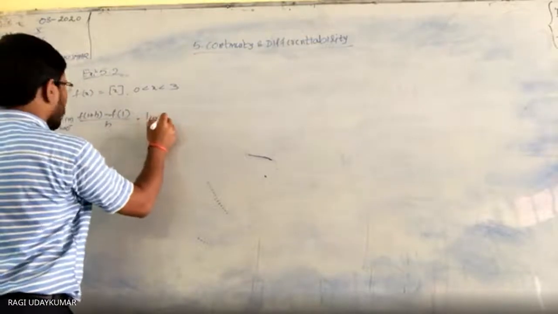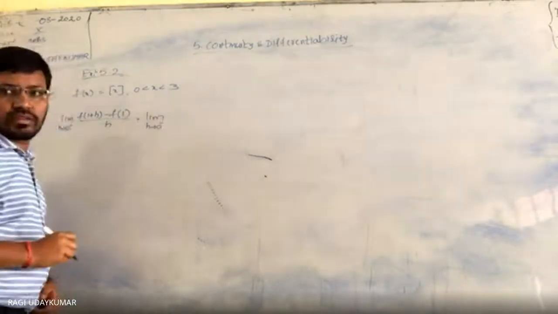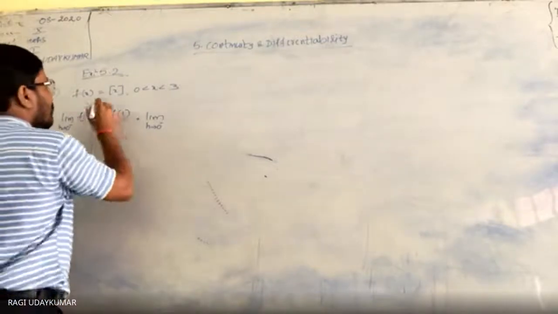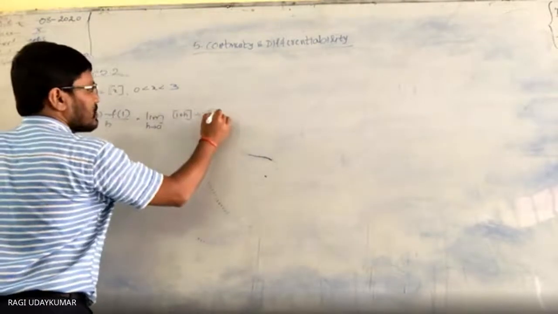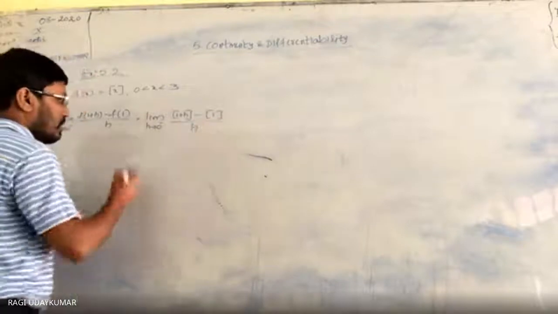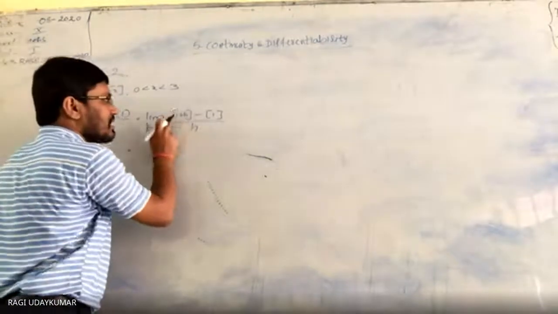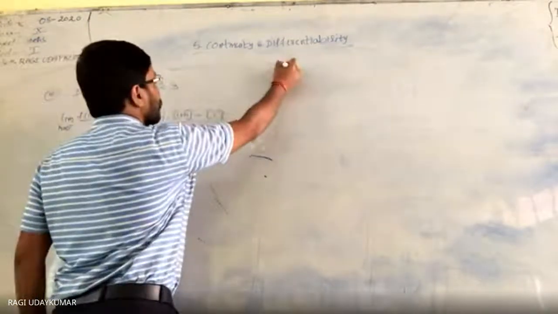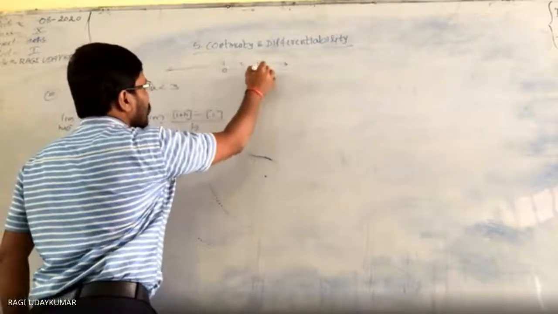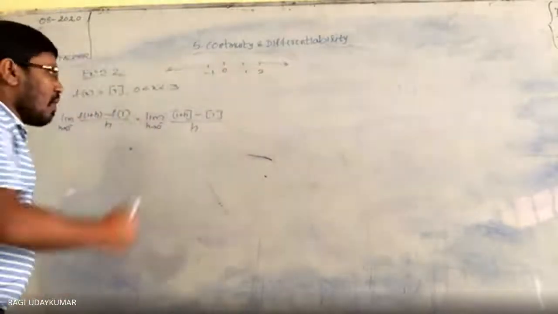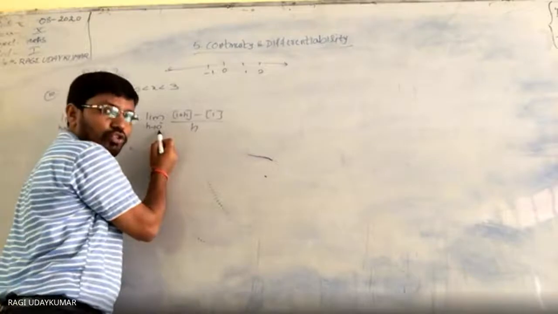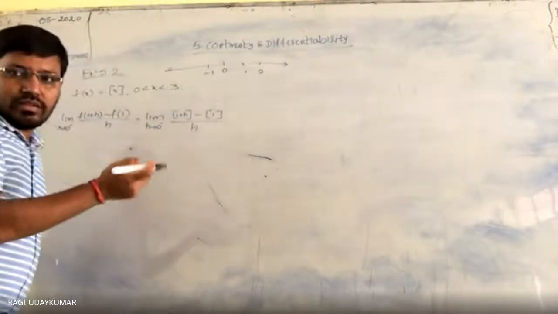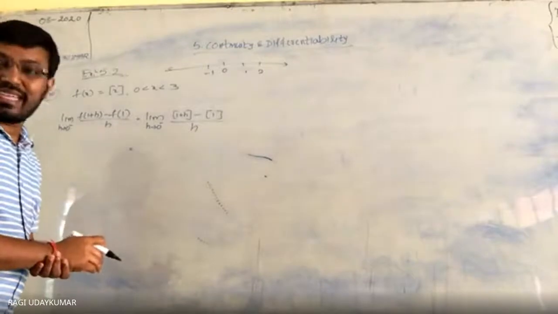Which is equal to limit h tends to 0 minus of f of 1 plus h, meaning the greatest integer function of 1 plus h, minus f of 1, the greatest integer of 1, by h. Everyone has to be a little bit careful here with the greatest integer function of 1 plus h. Take the number line if you are getting confused. Here 0, here 1, here 2, here minus 1. 1 plus h will be here. Actually, what is h here? A negative number, 0 minus.